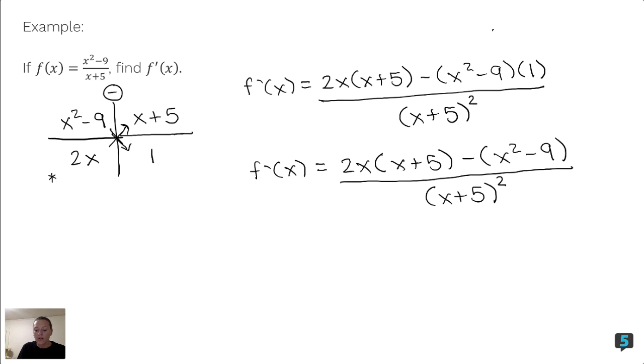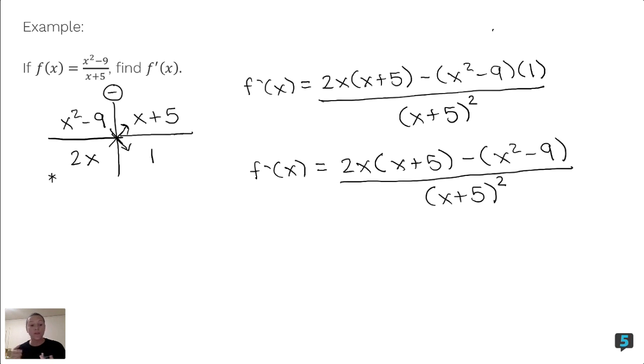We could multiply 2x times x and 2x plus 5 distributing. We could distribute the minus to that quantity x squared minus 9. We'd end up with some like terms we could combine, all that jazz. But again, I'm not worried about that right now. Depending on what your teacher is specifically looking for from you, you might need to go that extra step. But I'm really just looking tonight to make sure that we master those rules.